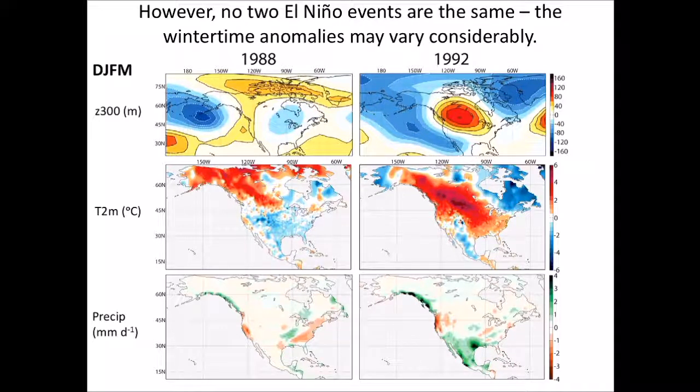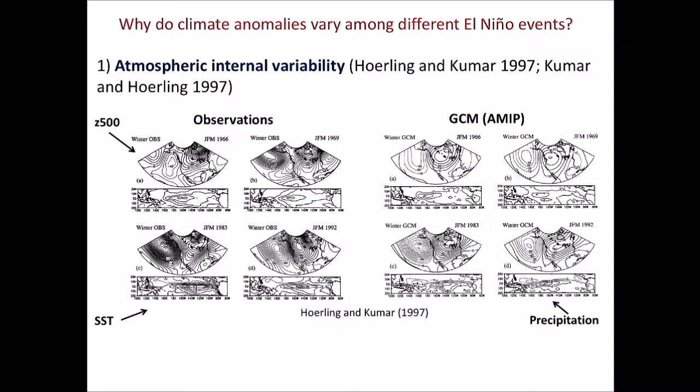2 meter temperature, 1988 much colder over the U.S., 1992 milder over the eastern U.S. Precipitation also very different, much wetter over southern North America in 1992, and much drier in 1988. Okay, so the question is, why do the climate anomalies vary so much among different El Nino events?